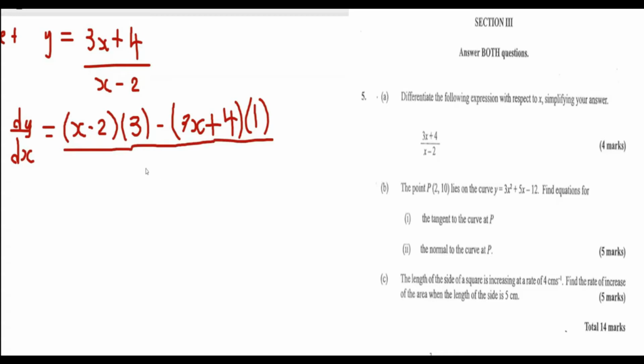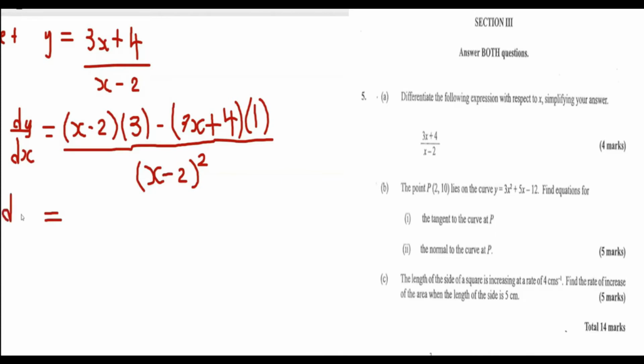over the bottom squared. That's how you find dy by dx. You start with the bottom and you end with the bottom squared. And so this is how we get dy by dx.